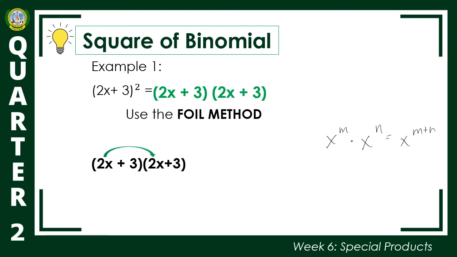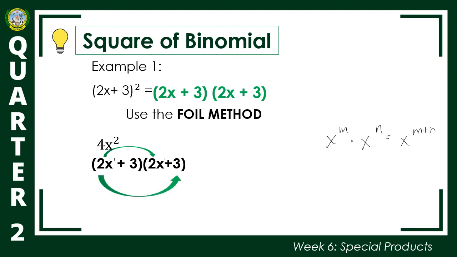Okay, so let's proceed. 2x times 2x is 4x squared. So, why did it become 4x squared? 2 times 2 is 4. x times x is x squared. Because there is a 1 here. Remember, there is a 1 there and a 1 here. So, 1 plus 1 is 2.